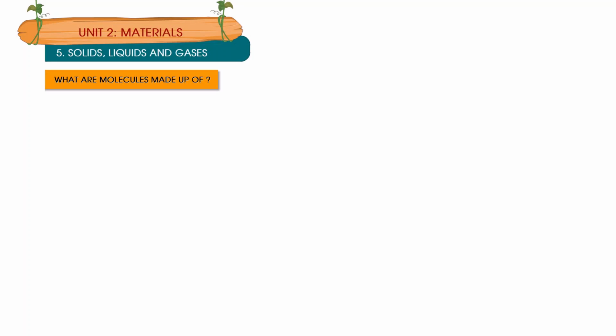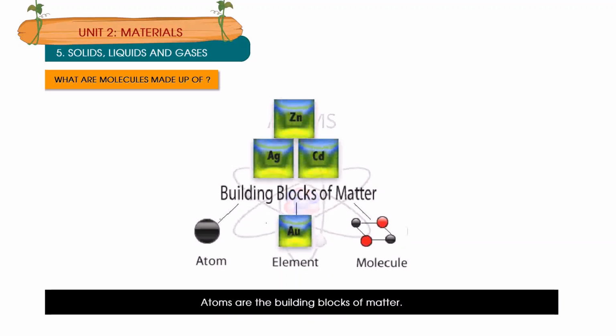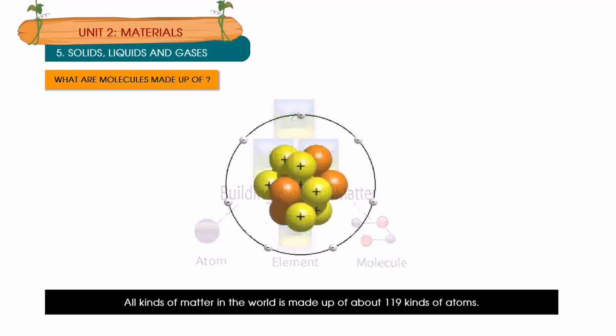What are molecules made up of? A molecule can be further broken down into smaller units called atoms. Atoms are the building blocks of matter. All kinds of matter in the world is made up of about 119 kinds of atoms. More about molecules.